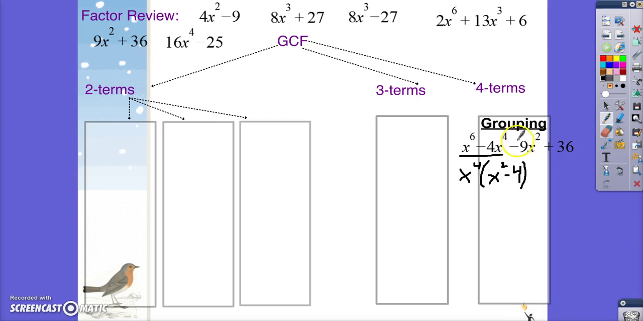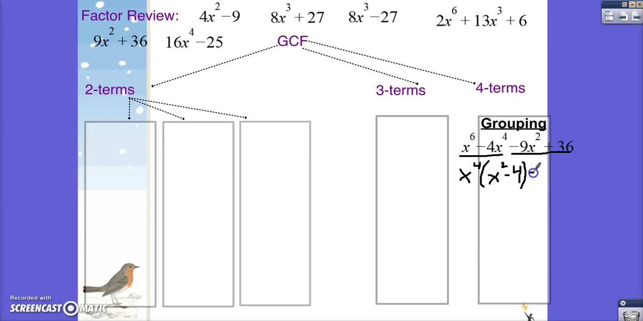Close parentheses. And then in the next group, I'm going to factor out a negative 9. Now grouping states that in the first parenthesis, I put the coefficients, so x to the 4th minus 9. And then what repeats is written once in another parenthesis, x squared minus 4.